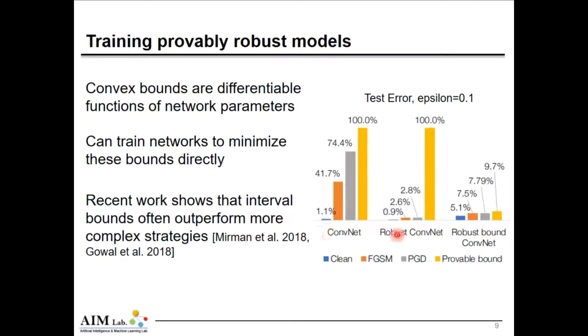The result shows test error under different attacks such as FGSM, PGD, and the provable bound. The standard model gets bad results under all adversarial attacks. The robust model trained with PGD works well against some attacks, but the bound itself is completely vacuous. Finally, if I train the network to minimize this bound, we get this good result.